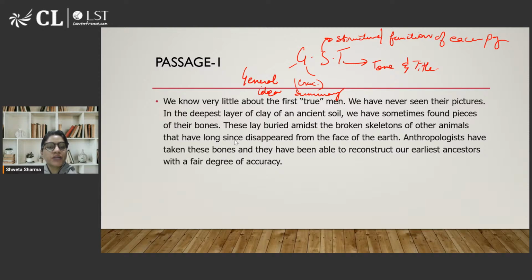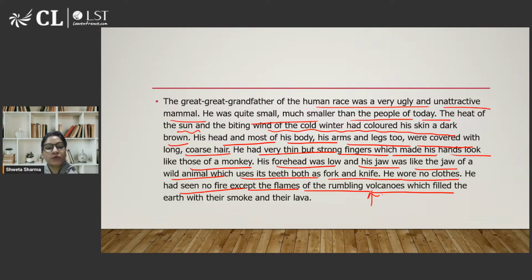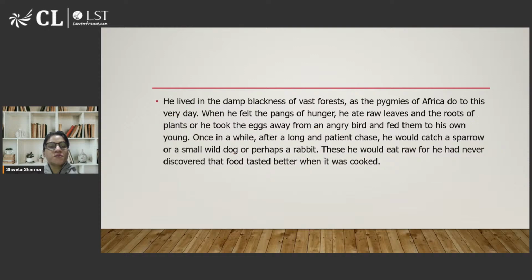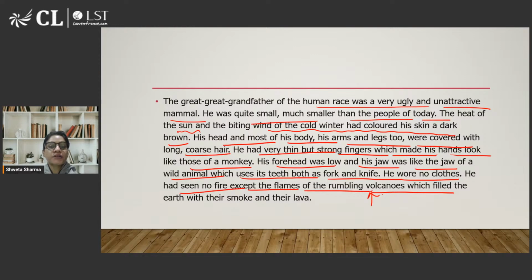Guys, if you're done with the general idea, the structure and tone, the passage talks about, what is the general idea? It's about the organic lifestyle of man, how he was before the entire evolution, the first man, how his lifestyle was, and how language originated. Tone is pretty much descriptive, as you must have seen. In the entire passage, the author is just trying to describe how a person used to live, how he used to communicate with others, and what kind of food he used to have. So everywhere the tone is descriptive.